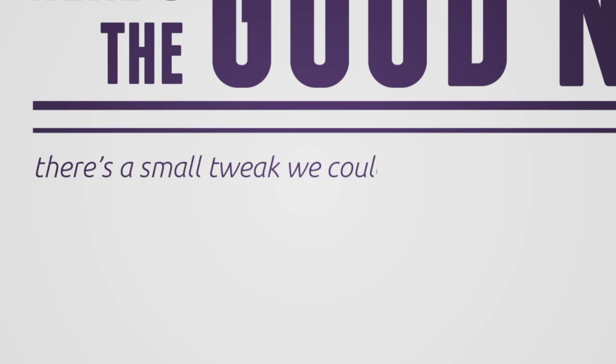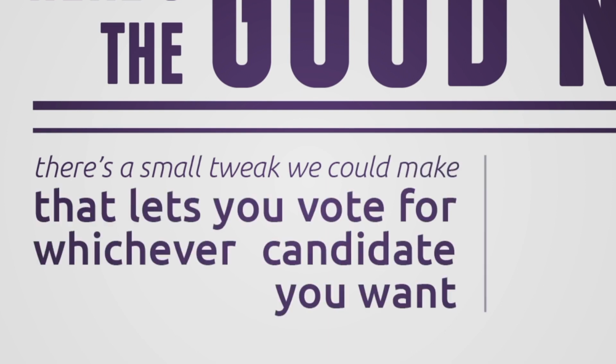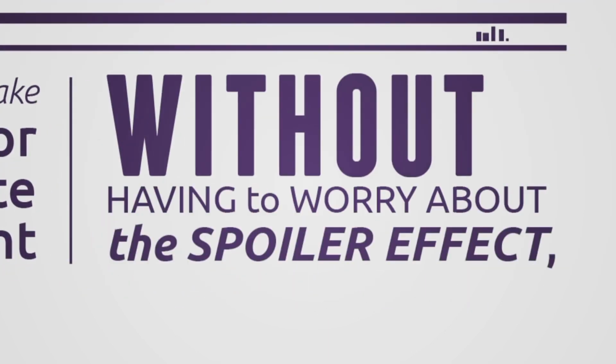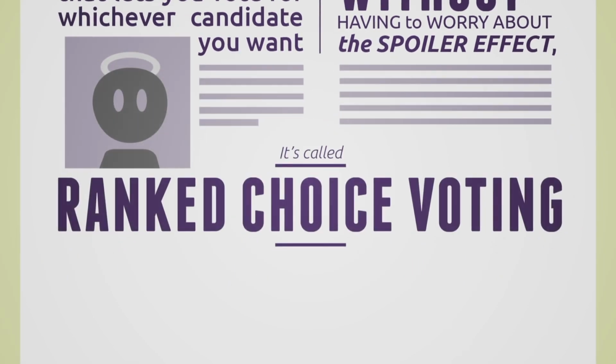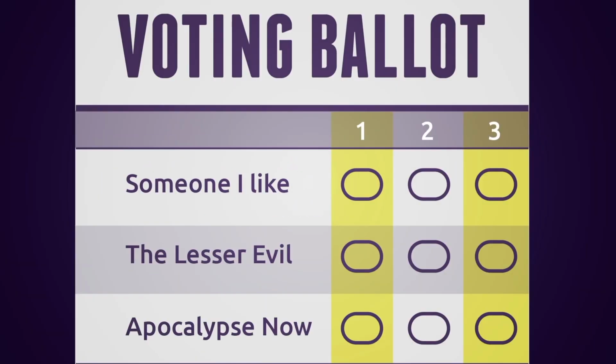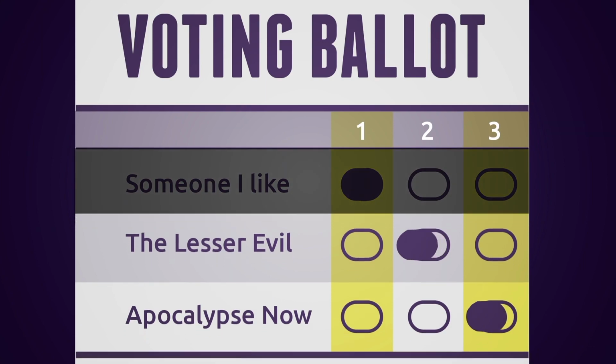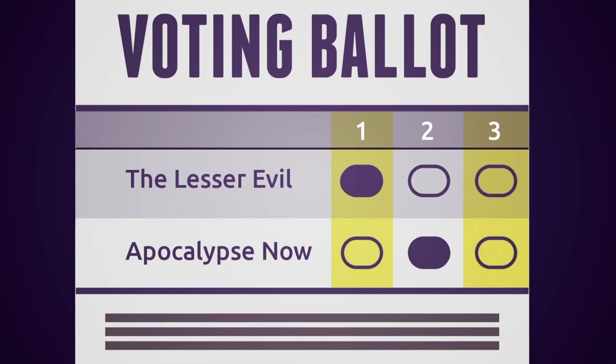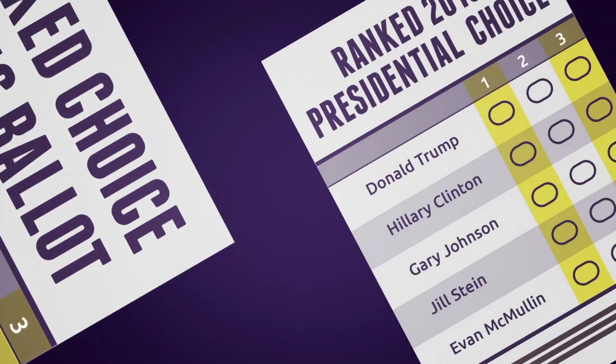Here's the good news. There's a small tweak we could make that lets you vote for whichever candidate you want without having to worry about the spoiler effect. It's called ranked choice voting, and here's how it works. Instead of choosing just one candidate, you rank candidates in order of preference. If your first choice is mathematically eliminated, your vote automatically goes to your backup.